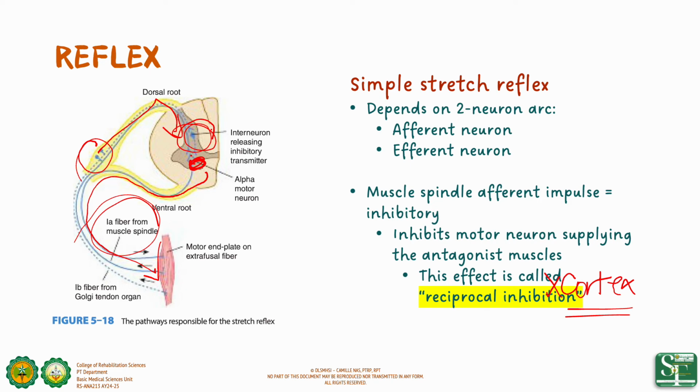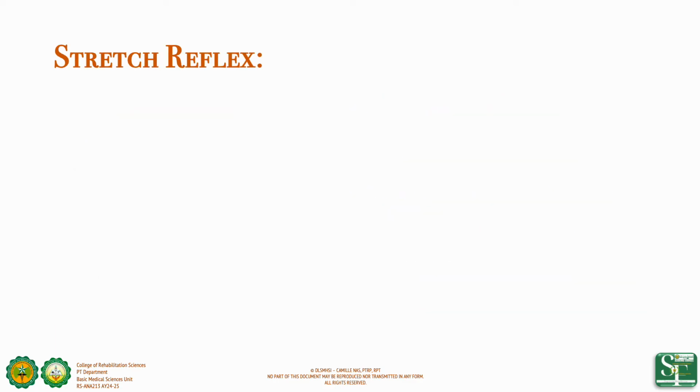Muscle spindle, afferent impulse is inhibitory. Okay? Inhibitory meaning, pag nag-stretch kasi siya, ayaw niya yun kasi nga gusto niya maiksi lang ang muscle. So, i-inhibit niya yan. It inhibits motor neuron supplying the antagonist muscle, and this effect is called reciprocal inhibition. Okay, so for example nga, na-stretch, no, yung muscle. Ang gagawin niya is, kailangan mo mag-contract kasi ini-inhibit niya yung stretching na yon. Okay, that's your muscle spindle.